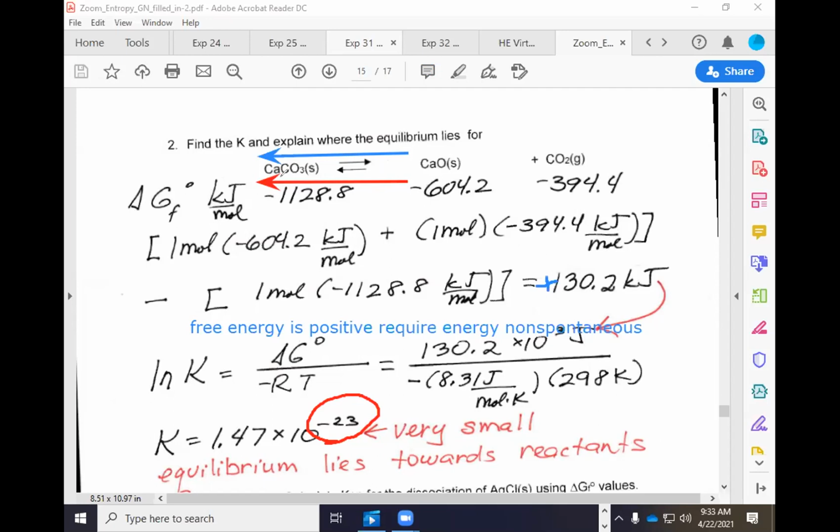And your arrows better be matching up. So the positive delta G means it's non-spontaneous, and the very small exponent means it's non-spontaneous. So you could draw arrows like this and make sure they match up. If they do not match up, you did something wrong. So I like to draw arrows and I like to explain to myself. But yes, we did everything right. They match up for sure.